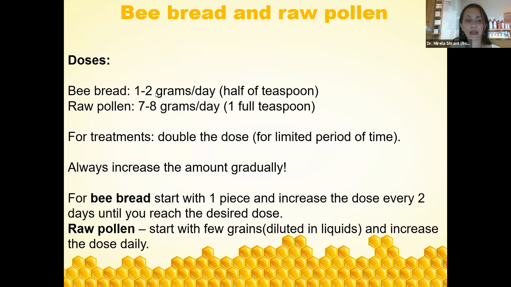Doses for children: we start with 1-2 grams per day, and raw pollen 7-8, and we give them gradually. If we need it for some treatment, we can double the dose, but we always increase the amount gradually in the beginning. For bee bread, start with 1 piece and increase the dose every 2 days until you reach the desired dose. This is just to be very cautious with allergy, but actually in rare cases I give them, at the age of one, a full mixture of all bee products: honey, bee bread, royal jelly and propolis for immunity. Raw pollen also: start with a few grains diluted in liquid and increase the dose daily.